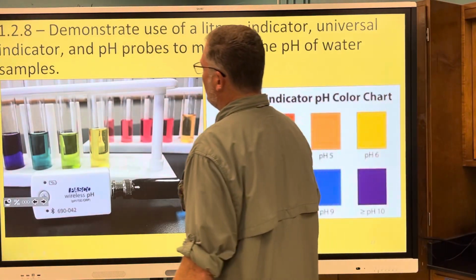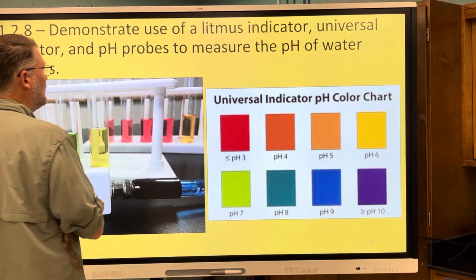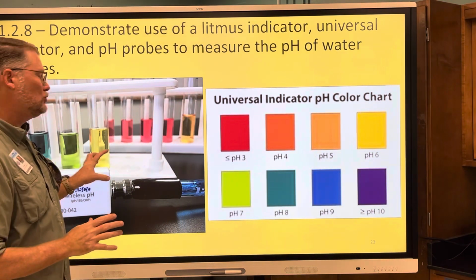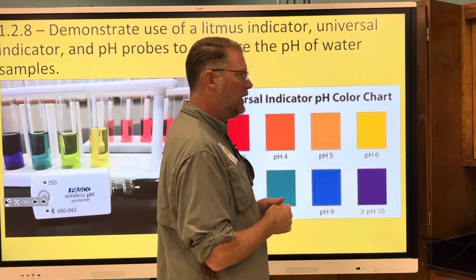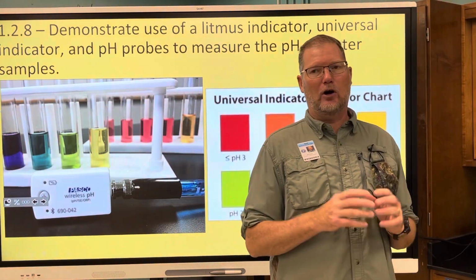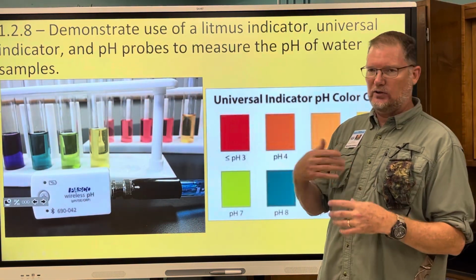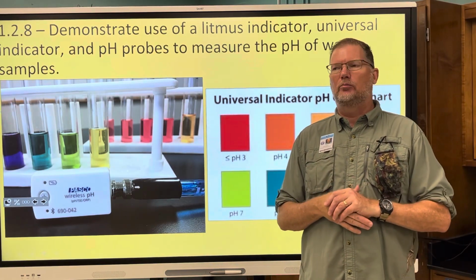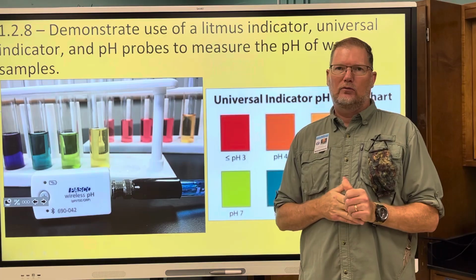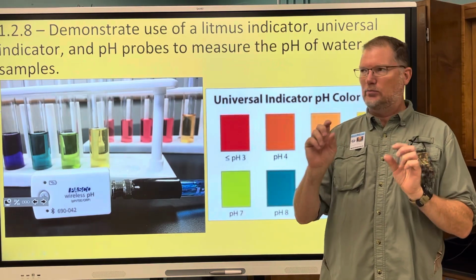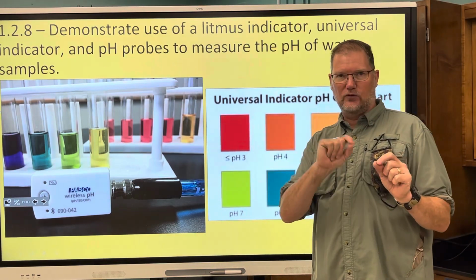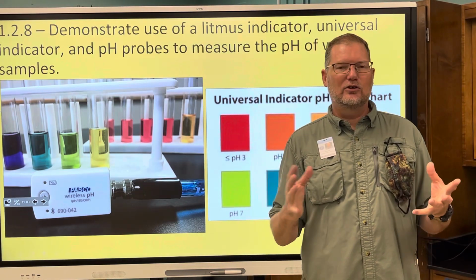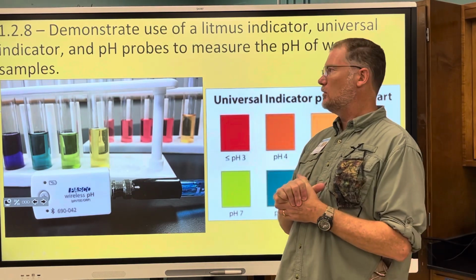And then demonstrate the use of litmus indicator, universal indicator, and pH probes to measure the pH of water. We are going to use a virtual pH probe in this class. This week, we're going to do an online lab. I have papers, and you're going to follow the instructions on the papers and fill it out. It's actually rather simple, a virtual lab where you take a pH meter and you put it in different virtual solutions, and you're measuring the pH with that pH meter.